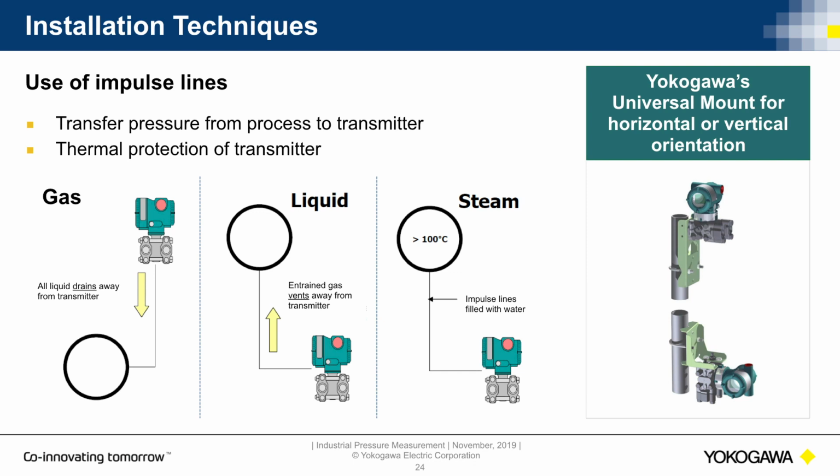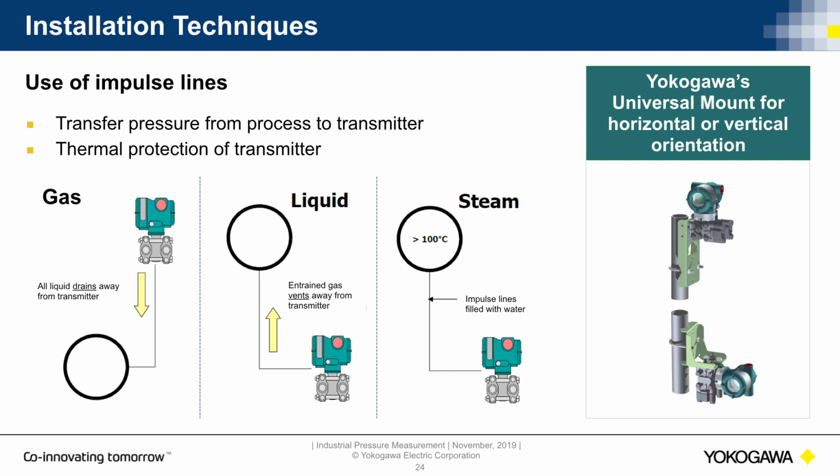On the liquid side, as well as steam, you're seeing that we're putting the transmitter below. This will ensure that those impulse lines are nice and full with liquid. It allows any entrapped air to go back up the impulse lines and into the process pipe, to the top of the pipe, and gives us an accurate and stable reading as well. On the steam side, we're always going to recommend that you fill those impulse lines with water. Again, this just gives you a nice, stable, steady reading. It doesn't allow any kind of drifting on the transmitter.